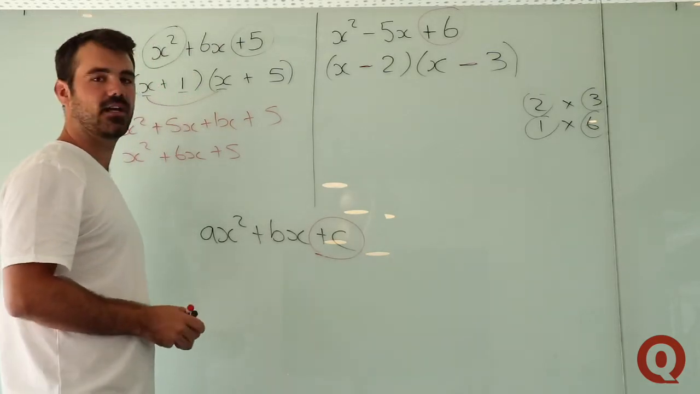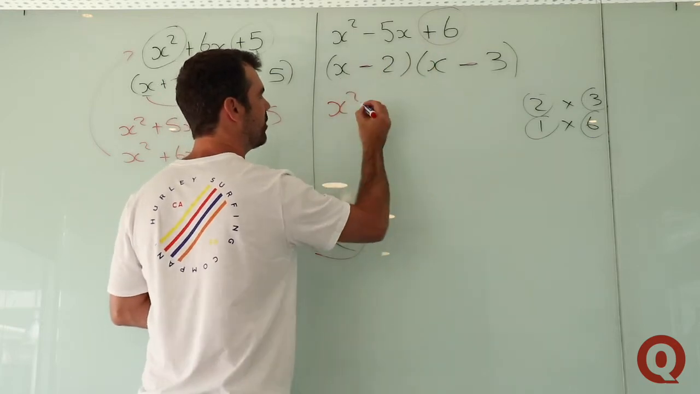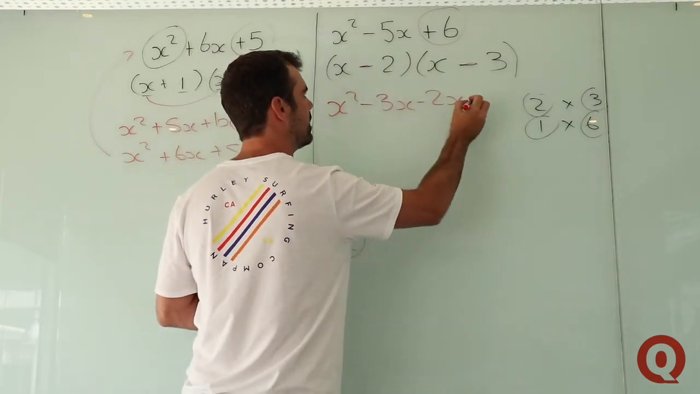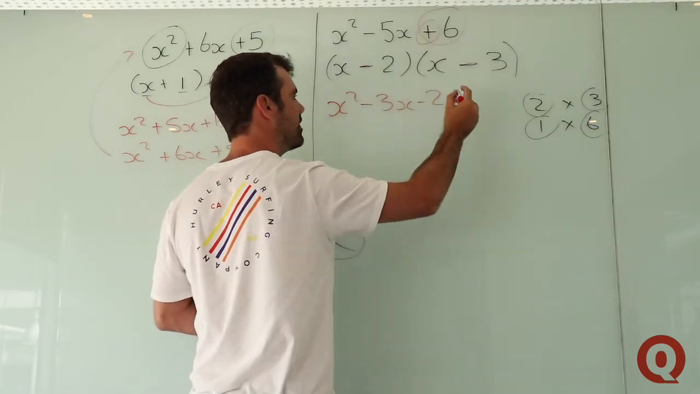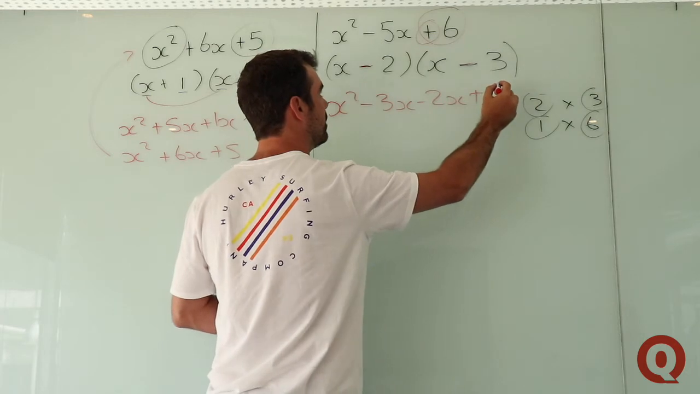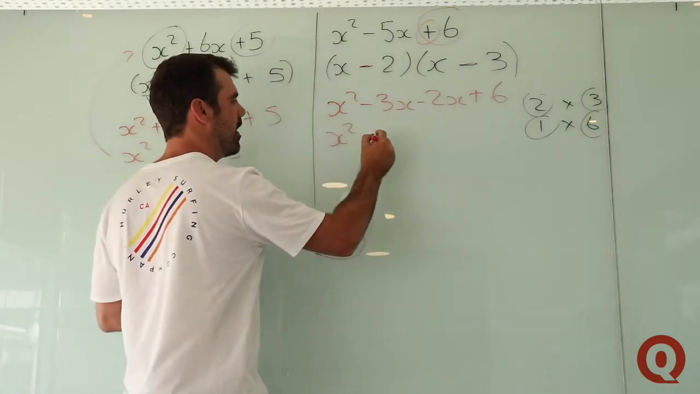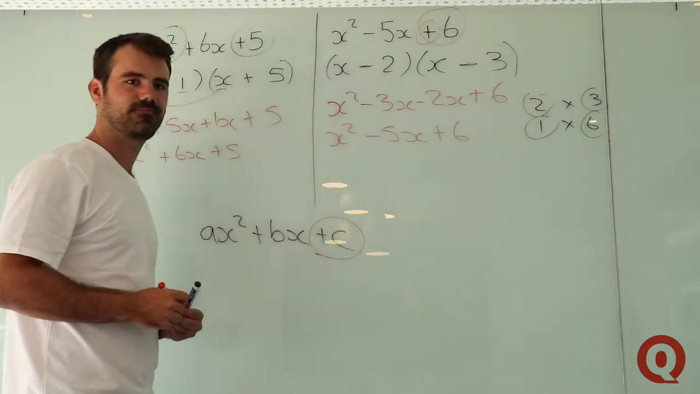Well, let's multiply it out to check. x times x is x squared. x times negative 3 is negative 3x. Negative 2 times x is negative 2x. And a negative times a negative is where I find that positive, so it's going to be a positive 6. Simplified, x squared minus 5x plus 6.